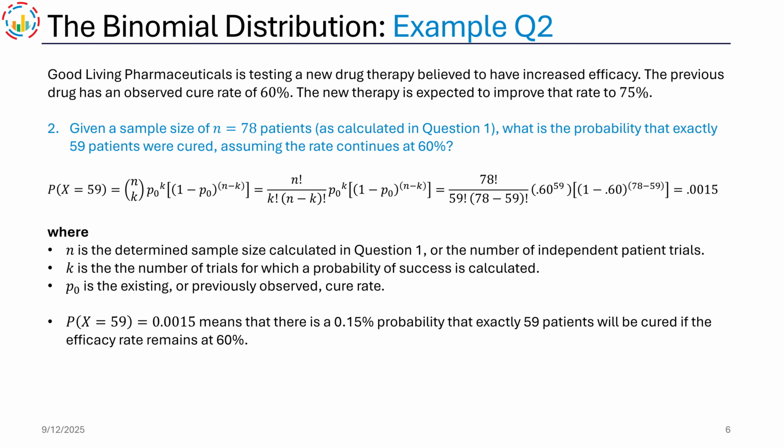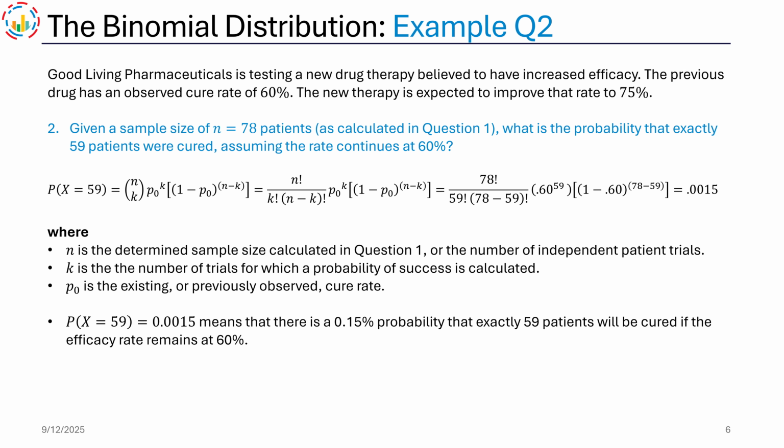The second question uses the fixed and predetermined trial size of 78 from question 1. It poses the scenario of what the probability is that exactly 59 patients were cured, assuming continuation of the original cure rate of 60%. This is where the binomial distribution comes into play. We are able to calculate the probability of x being exactly 59 observations. From the provided information, n has been calculated as 78. The probability of k equaling 59 is being determined, and the known cure rate of p of 0 is 0.60.